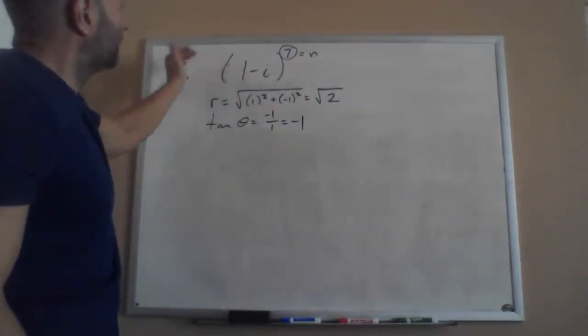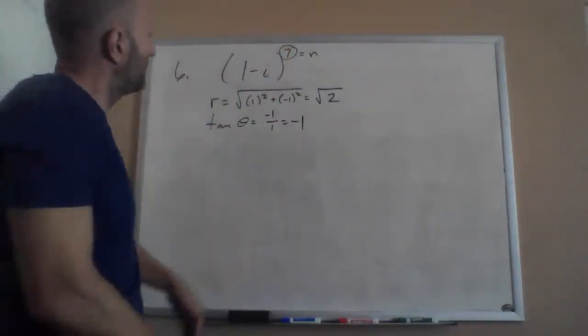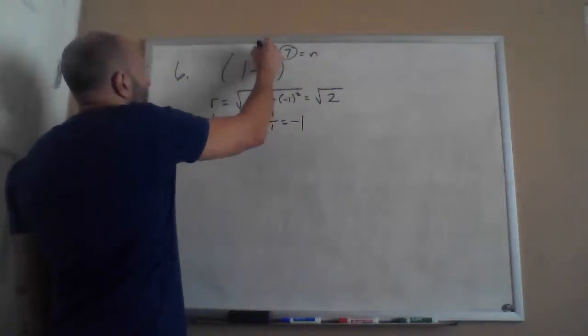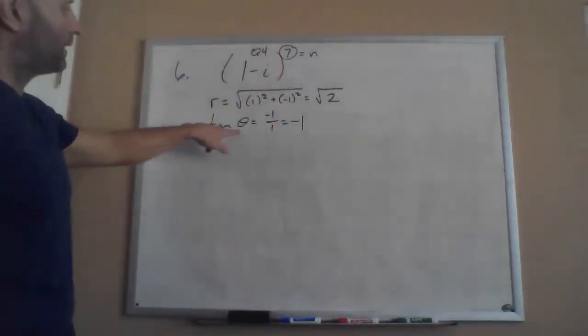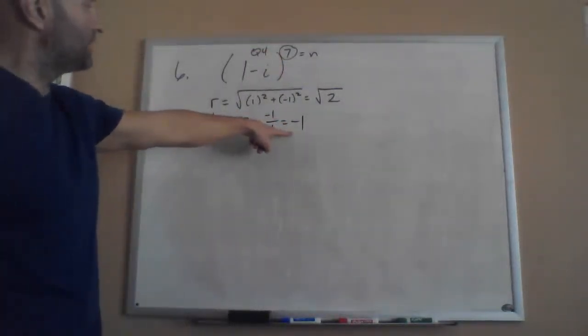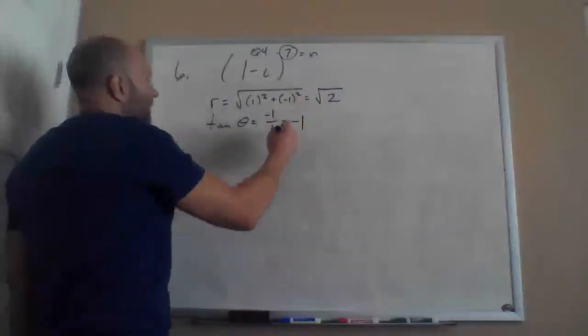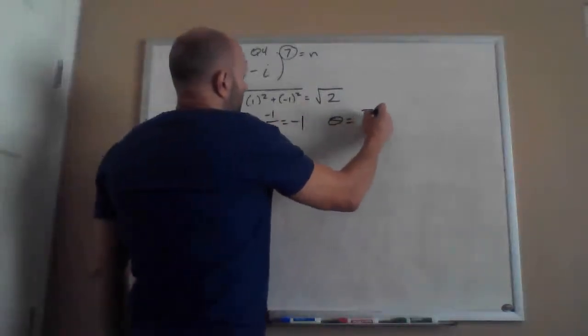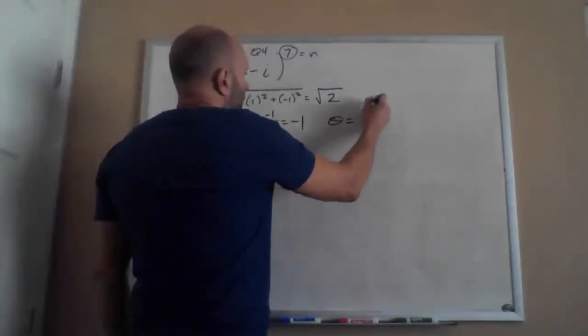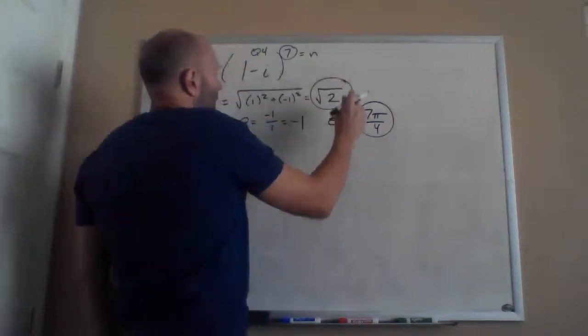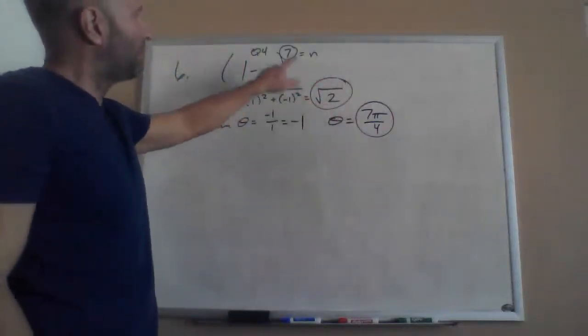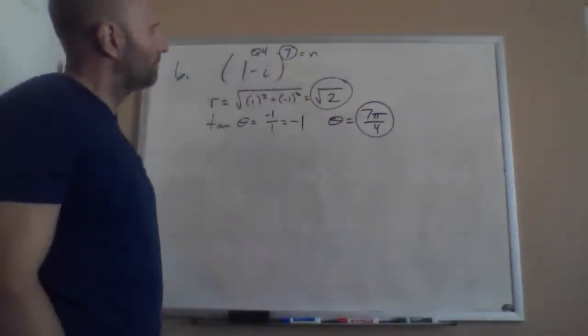Which quadrant is this in? A is positive, B is negative. So this guy is in quadrant 4. So where in quadrant 4 is tangent equal to negative 1? That's when theta is 7 pi over 4. So we have our theta, we have our r, and we have our n.